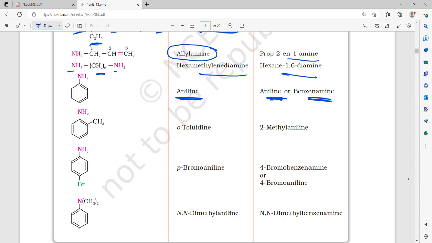When there is one nitrogen group, then we will use N. That is the position to which it is attached, which is basically important. Hexamethylene diamine.